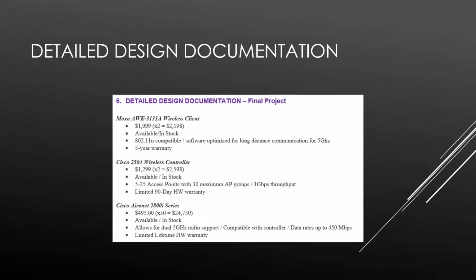This is the detailed design documentation. These are just the three things that we're going to be needing to set up our wireless network. This just shows the price, its availability, a few of the things that it will do, such as it being 5 to 25 access points with 30 maximum groups, how many gigabytes of throughput. The access point itself allows for dual 5 gigahertz radio support instead of one being 2.4 and one being 5. You can actually set it up for both of them being 5.